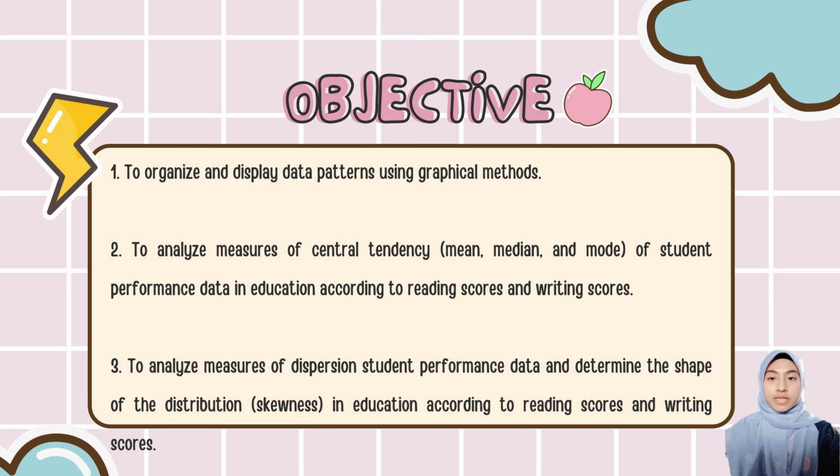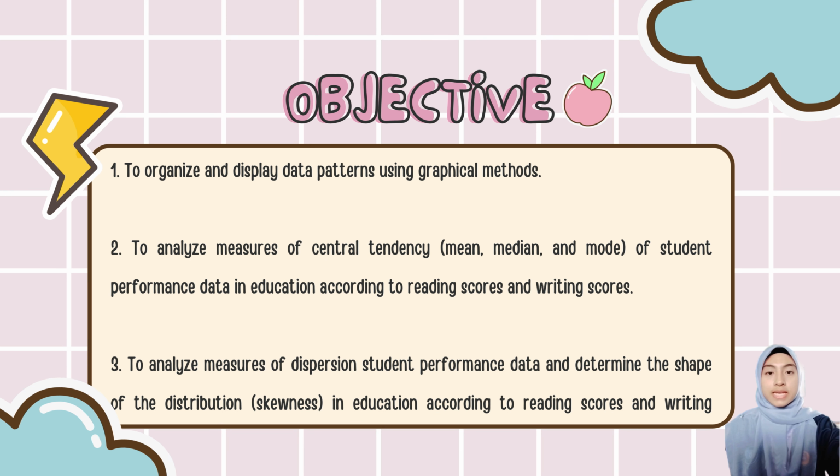We have three objectives. First, to organize and display data patterns using graphical methods. Second, to analyze measures of central tendency, mean, median, and mode, of student performance data in education according to the reading score and writing score. Third, to analyze measures of dispersion of student performance data and determine the shape of the distribution, skewness, in education according to reading and writing scores.